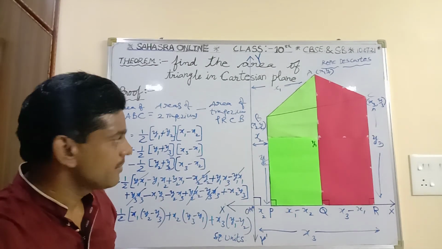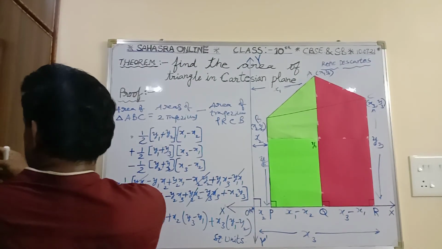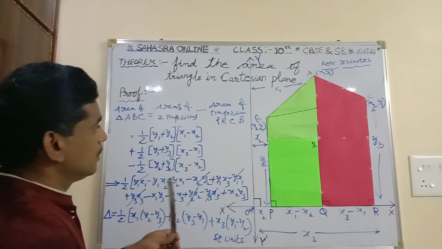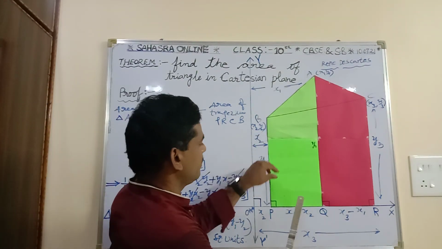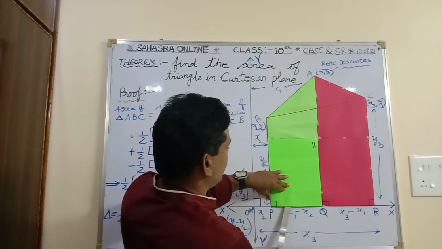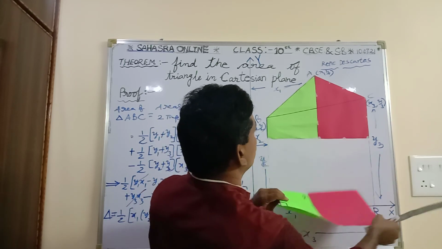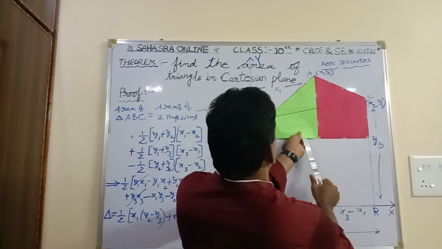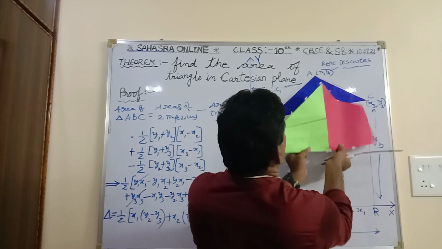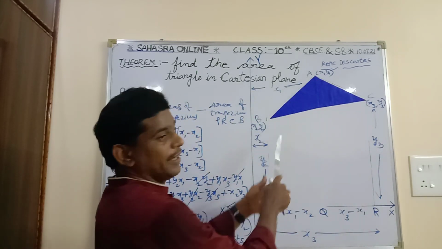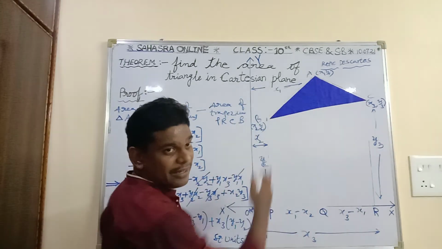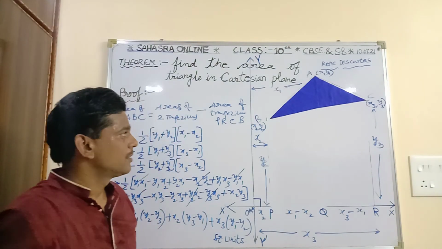Clearly see, children. What did you observe? Subtracted main trapezium, and if you remove it, what will you get? Yes, you will get area of triangle. Okay, please understand.